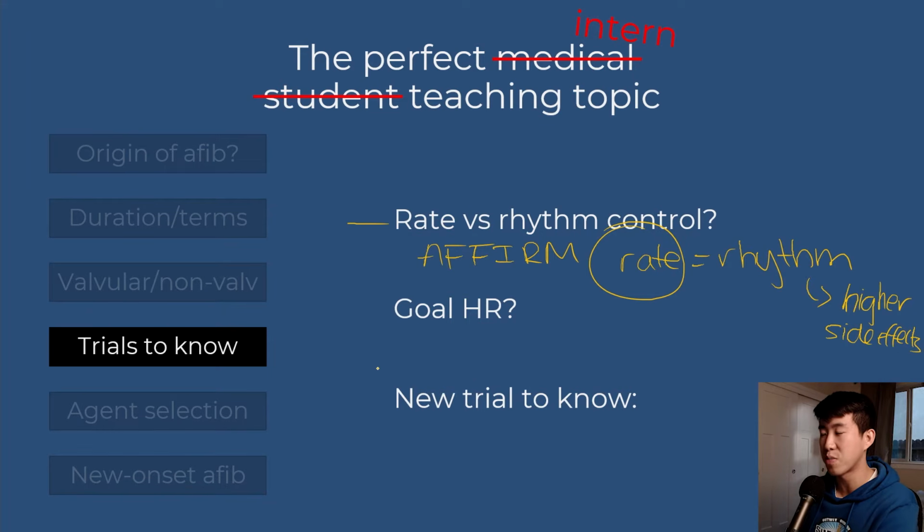In terms of the goal heart rate, I like to ask the interns, what is our goal heart rate in terms of controlling somebody's AFib? And the answer to that is goal heart rate less than 110.